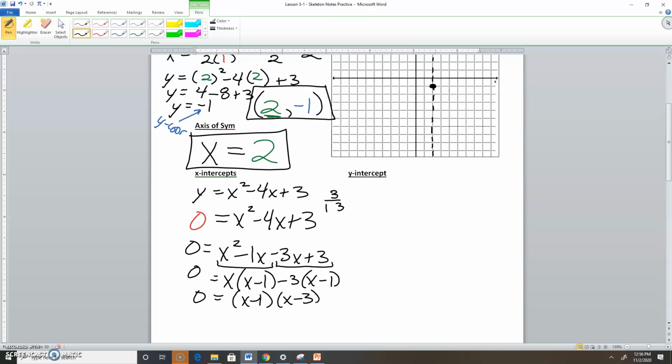Okay, remember when we get it down to this point here, we set each factor equal to 0. 0 equals x minus 1. 0 equals x minus 3. Add 1 over, I get 1 equals x. Add 3 over, I get 3 equals x.